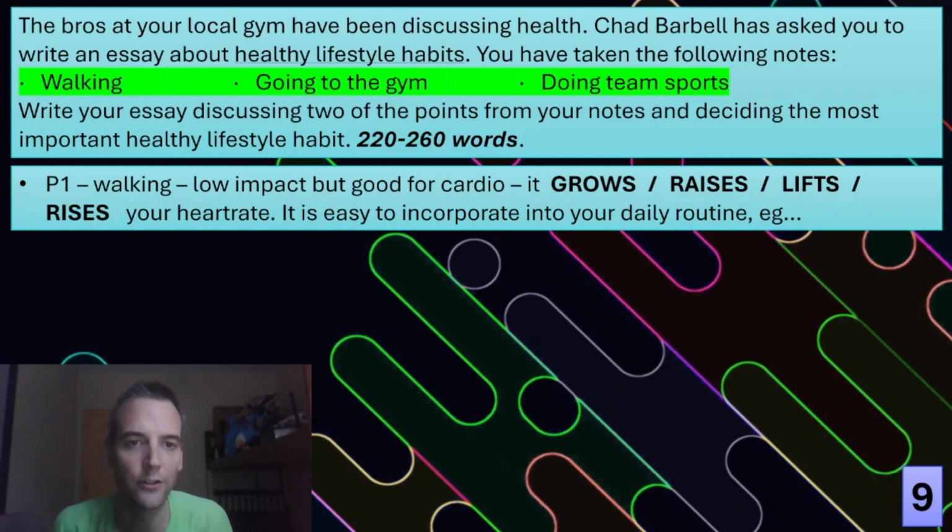What does walking do to your heart rate? It raises your heart rate because you raise something. After walking, your heart rate rises. That is intransitive. It does not have an object. It's a verb that doesn't have an object. But raises is a transitive verb, meaning you raise your heart rate, you raise something.